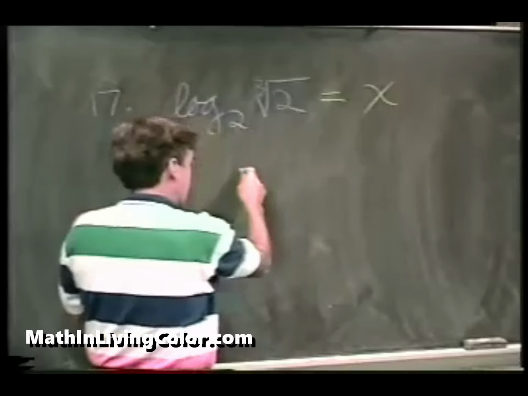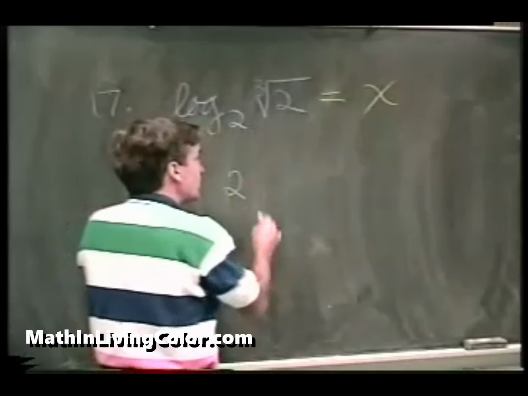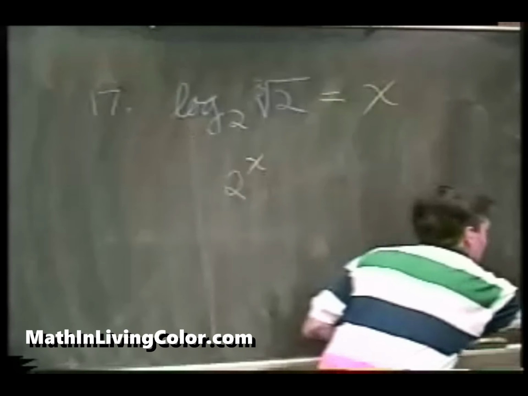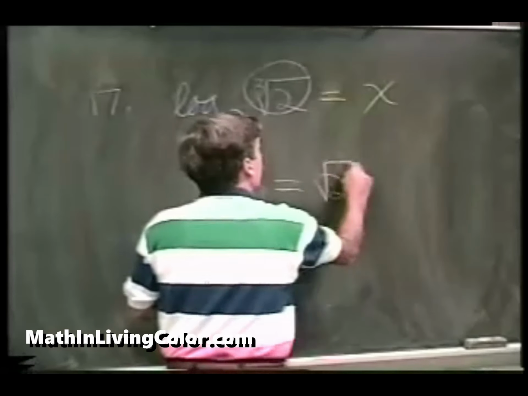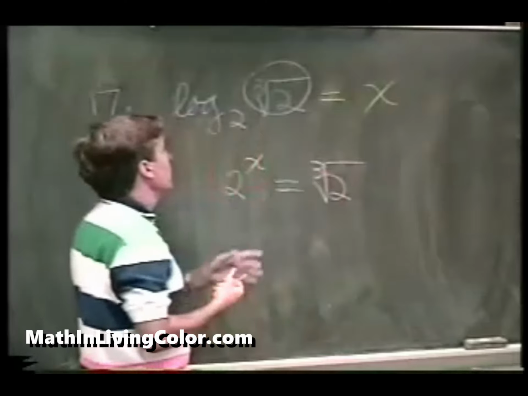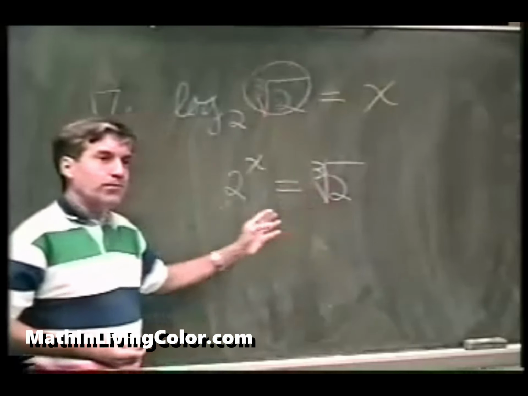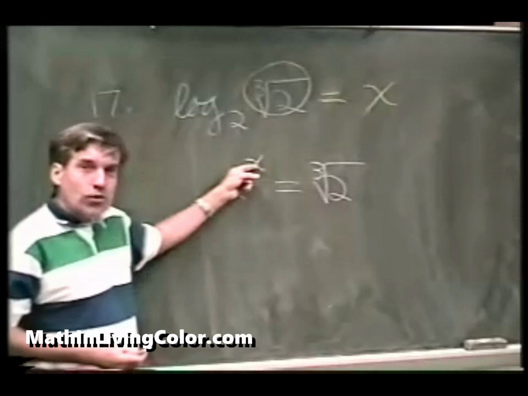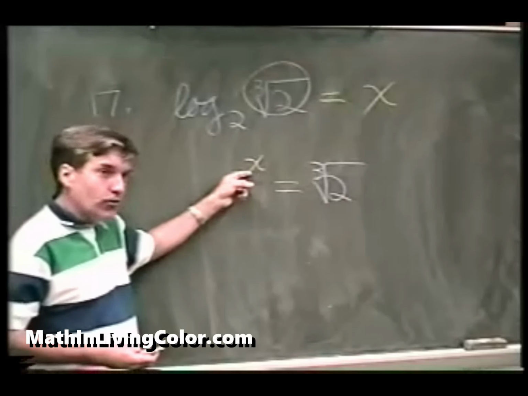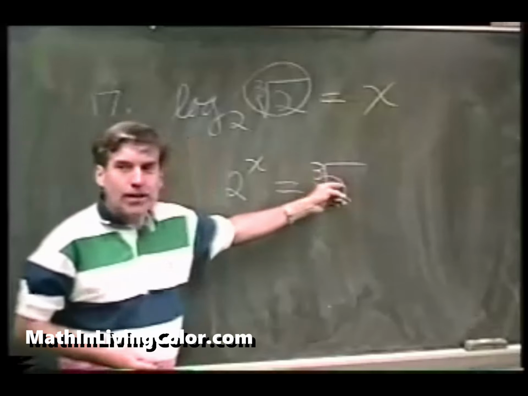Base number is 2. 2 raised to the x power equals the cube root of 2. Now in order to answer the question of what is the power, 2 to a power. See that? 2 to a power. We've got to be able to write this as 2 to a power.